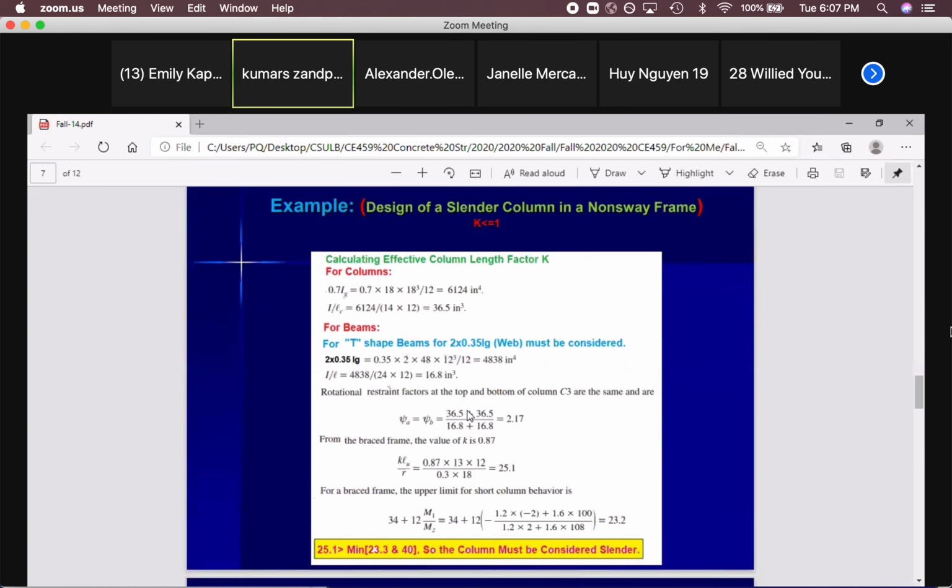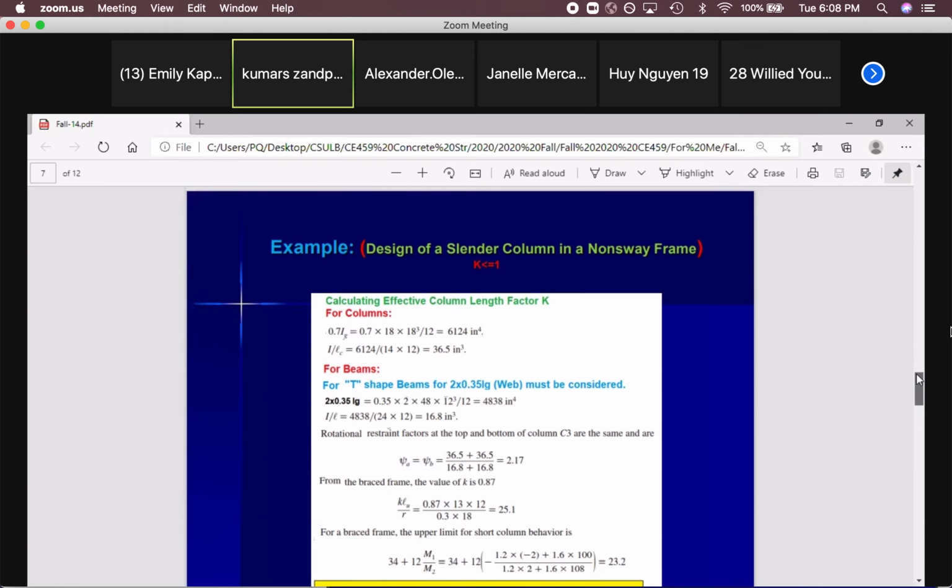So top column at A, bottom column at A, two columns, they are the same, 36.5. Add them together with no E, because we have E in parentheses for both of them, and E in parentheses for the beam, you can cross them out. And then for the beams, 16.8, EI over L or I over L for one beam. The other beam is exactly the same. Then find phi A and phi B, they are similar. Yeah, in this case, they are equal.